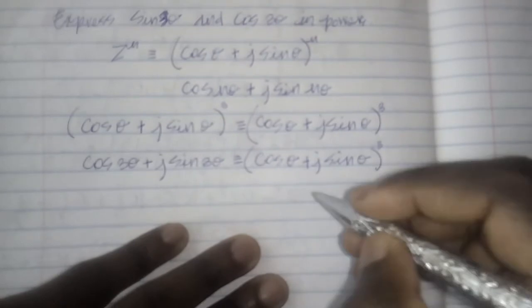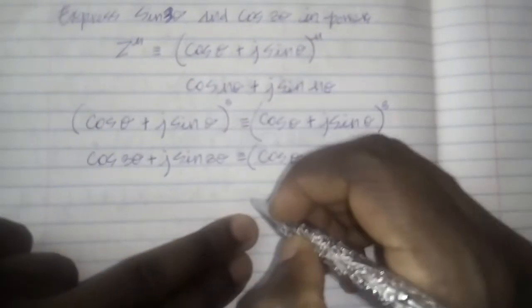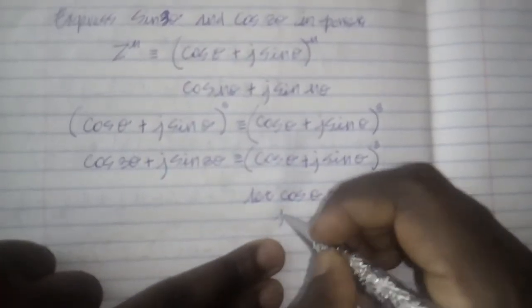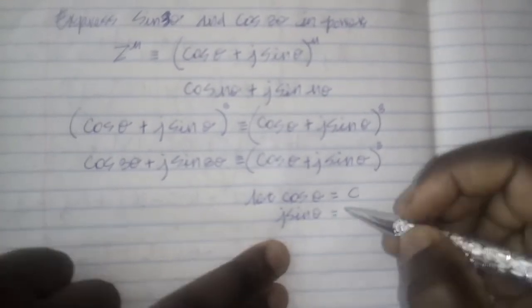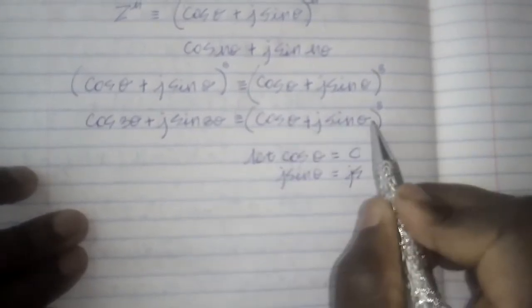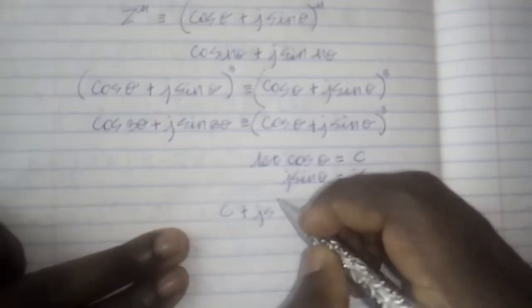Okay, so that we don't have quite a long expression, let cos theta be equal to c and sine theta be equal to s, so that we don't have quite a lengthy expression. Okay, let's proceed. If that's the case, we will have c plus js raised to power 3. We want to expand it.